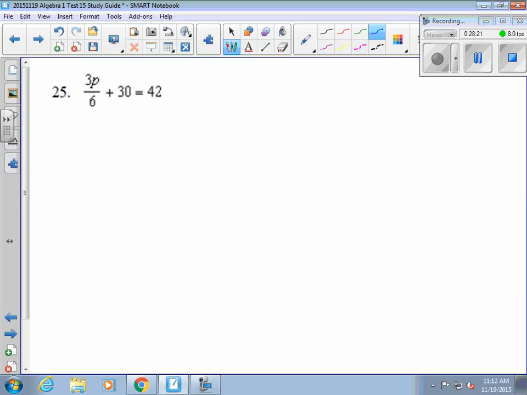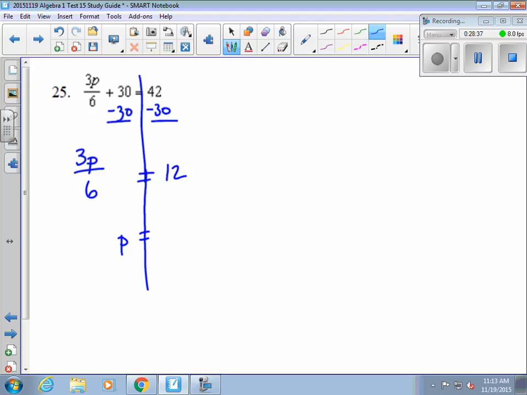25 says 3p over 6 plus 30 is equal to 42. We want to get p all by itself, so undo plus 30 to start. Do it there and do it here. 3p over 6 is equal to 42 minus 30 is 12. Now this says you can do this in 2 steps or in 1 step. I'll show it in 2 steps because most people probably do it that way. Stretch it just a little bit more. So it says divided by 6 here. Undo that by multiplying it by 6. If you do it to the left, do it to the right.